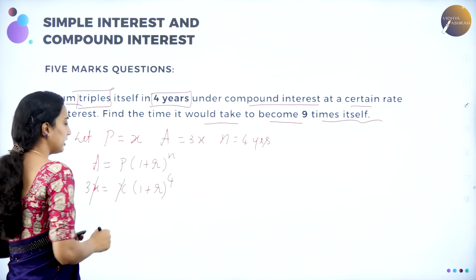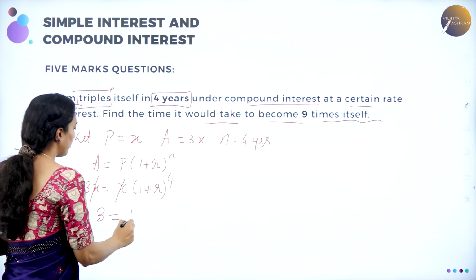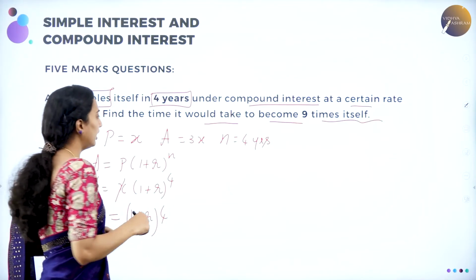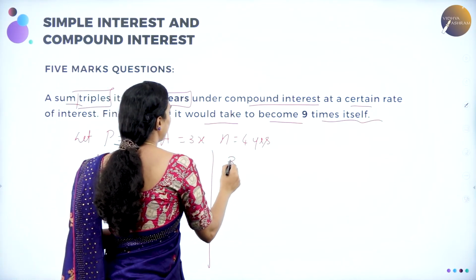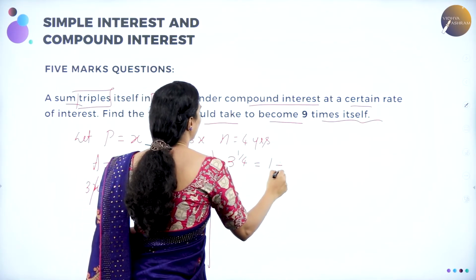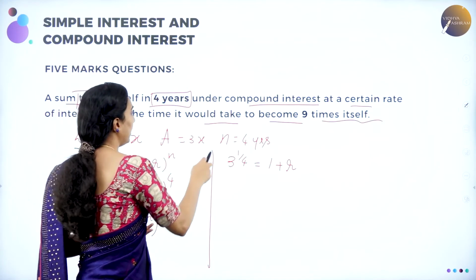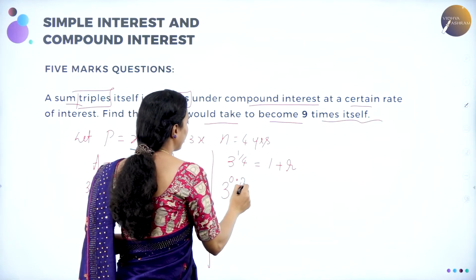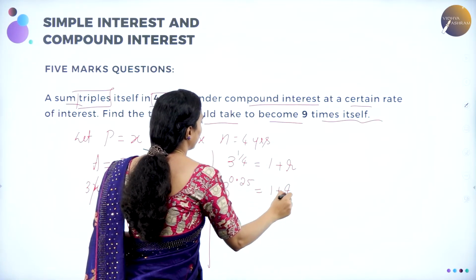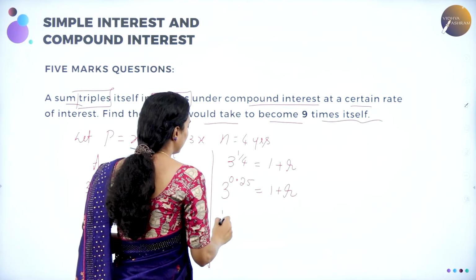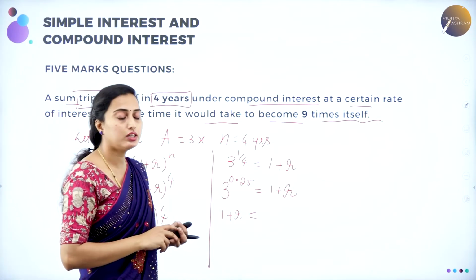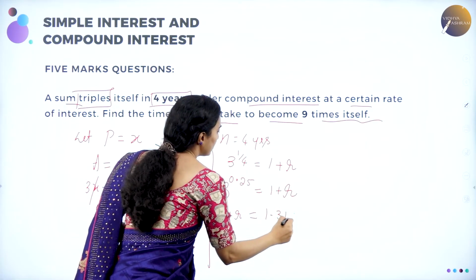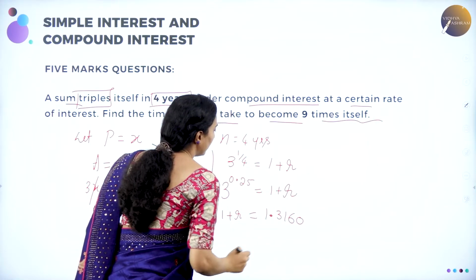Now x x will get cancelled. You are going to remain with 3 will be equal to 1 plus r whole to the power of 4. Now let me take this 4 to this side. It will become 3 to the power of 1 by 4 will be equal to 1 plus r. Now you know already 1 by 4 you are familiar with that 0.25, which is 3 to the power of 0.25, which will be 1 plus r. Now 1 plus r is equal to 3 to the power of 0.25, which will be 1.3160. Okay, you are going to have the answer here.